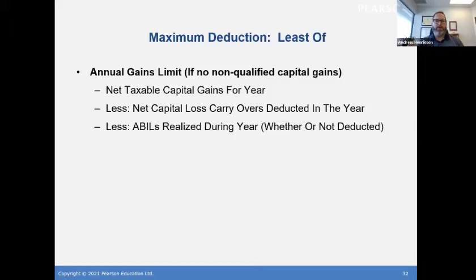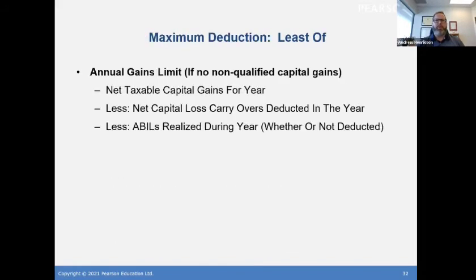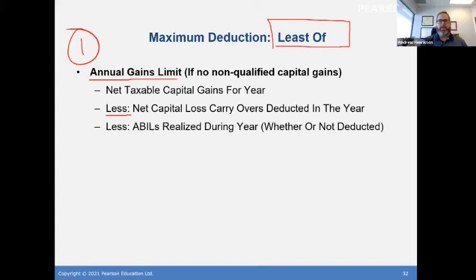So there's a calculation for how we would figure this amount out. So you're going to have an annual gains limit. This is one of our famous least ofs. So least of number one, the annual gains limit, which is your net taxable capital gains for the year, less net capital loss carryovers deducted, meaning the ones that you're claiming in the year.